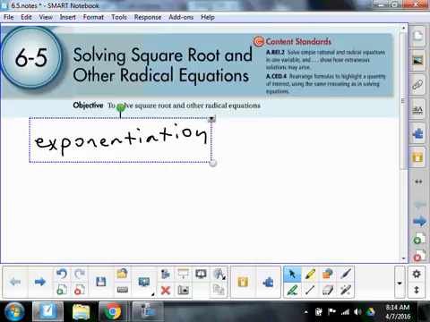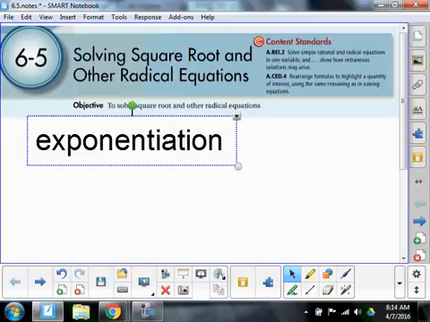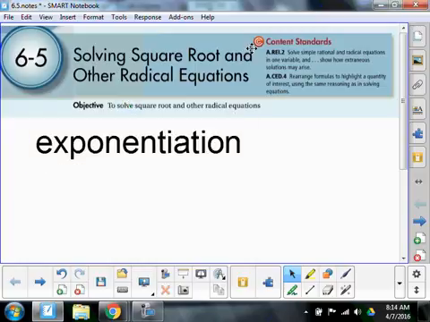Well, maybe it's not the same as what yeast does to bread dough. But exponentiation, we're just going to be exponentiating things. That's it. It's that easy. Sometimes we might have a little housekeeping to do.